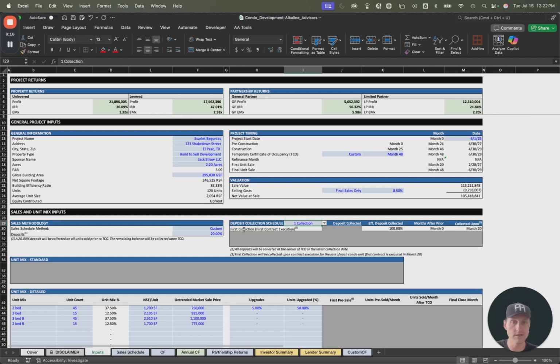So if we're collecting at once, the first collection is at first contract execution. So we're essentially collecting all 20% of the deposits when you're selling the unit, right? If it's pre-sale.